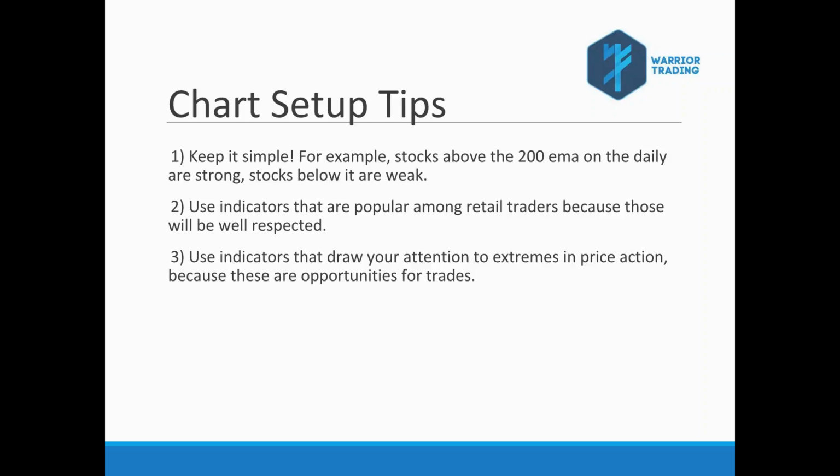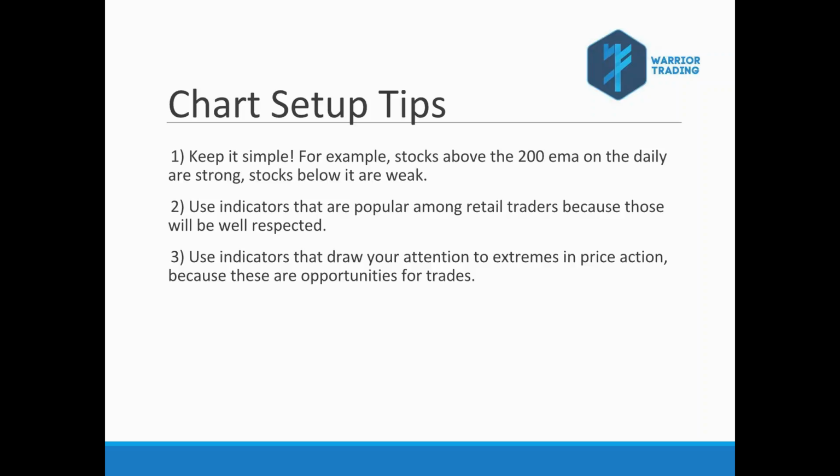All right, and then the third tip is to use indicators, if you're going to use them, that will draw your attention to extremes in price action, because those are opportunities. So for instance, one of the scanners that I have scans for RSI below 5 or RSI above 95. Those are pretty extreme. I mean, RSI goes from 0 to 100. So anything between 5 and 95, I don't care about.